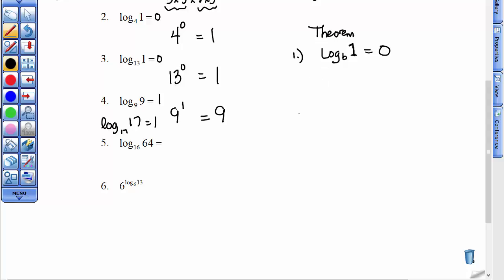This is theorem number 2. Theorem number 1 was the log of 1. Theorem number 2 is the log of a number where the base is the same is always equal to 1, because the base has to be raised to the 1st power in order to get that.